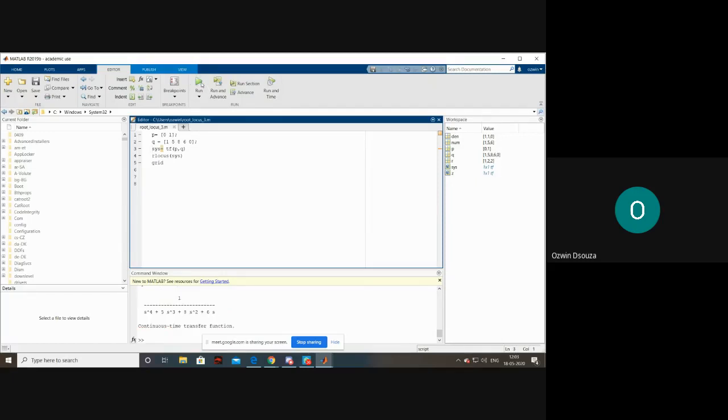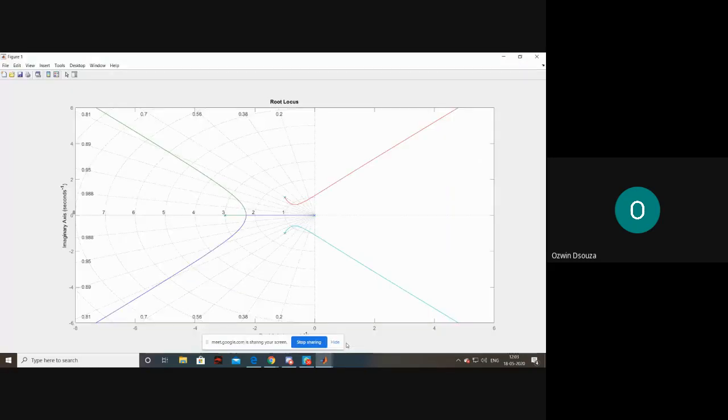All right. It takes some time to draw the plot. Okay, I think it has plotted. Yeah, right. So this is the root locus plot. Now, can you correlate with the plot which we drew manually?